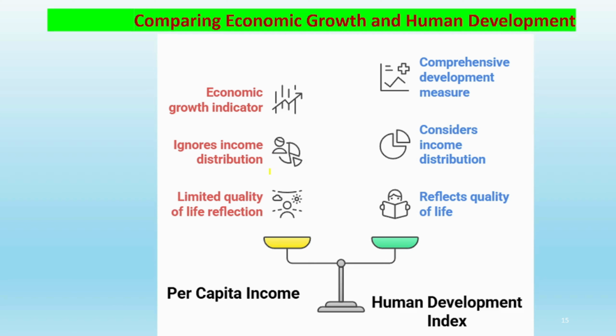It ignores the income distribution. Economic growth indicator is purely an economic indicator. So per capita income ignores the income distribution, and it's purely an economic growth indicator. It doesn't reflect the quality of life. But in the case of human development, it reflects the quality of life. It considers the income distribution. This is the comprehensive development measure. So that's the difference between per capita income and human development.